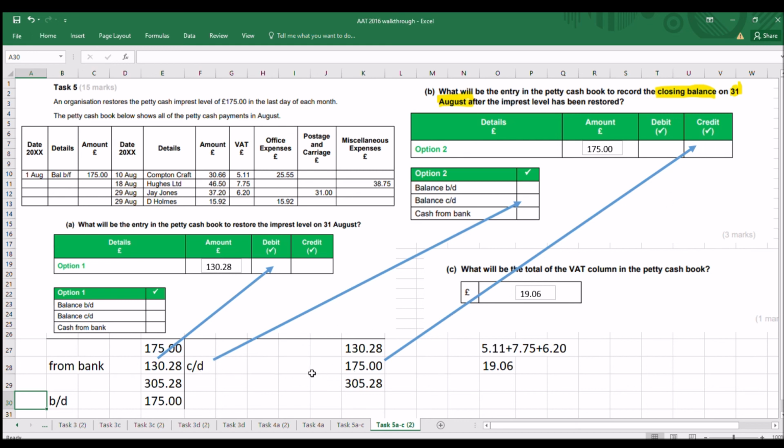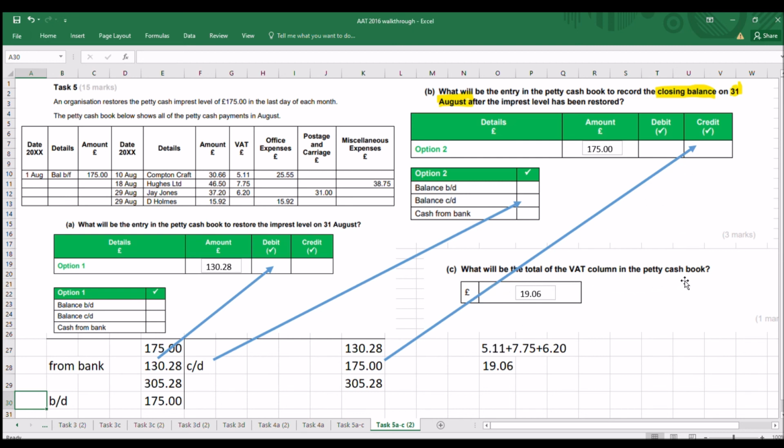And that really straightens up all the timings, because you could get a little bit caught up between the brought down figure, which would actually be the 1st of September. So if we were putting dates in here, it'd be 1st of September here and 31st of August here, and that's how that would work.